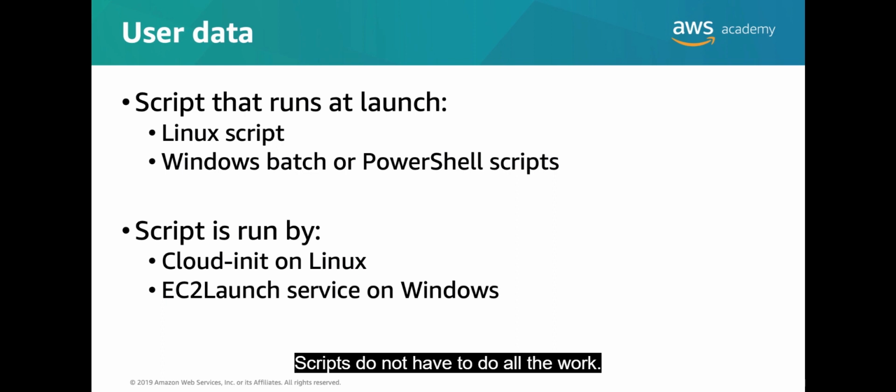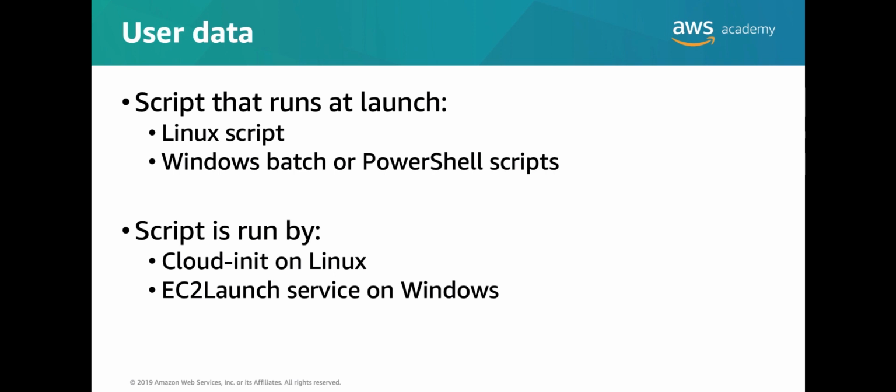Scripts do not have to do all the work. For example, a user data script could download and run a longer script that is stored in an Amazon S3 bucket. You can also download and install a configuration management system, such as Chef or Puppet, and kick off an initialization task from a reusable Chef cookbook or Puppet module. Also, you can call AWS CLI commands from your scripts. This process assumes you include code or instructions for installing the AWS CLI earlier in your script, if the instance does not already have the AWS CLI pre-installed on it.